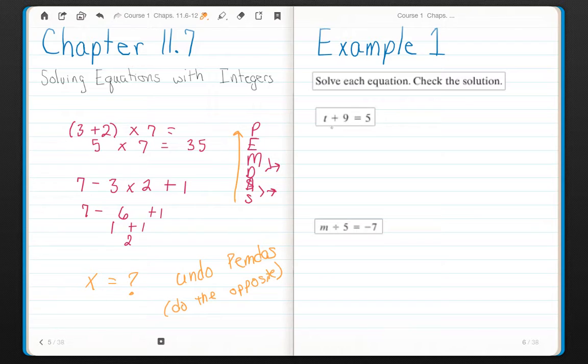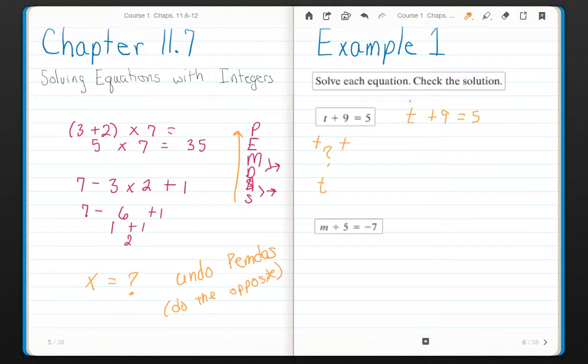Here in example 1, I have t plus 9 equals 5. So step 1, write down the original equation. Notice the t. This and this look exactly the same. Which of these is the t and which of these is the addition symbol? I have no idea. So a t from now on needs to be written with the little hook on the bottom in order to differentiate it from an addition sign. So t plus 9 equals 5.